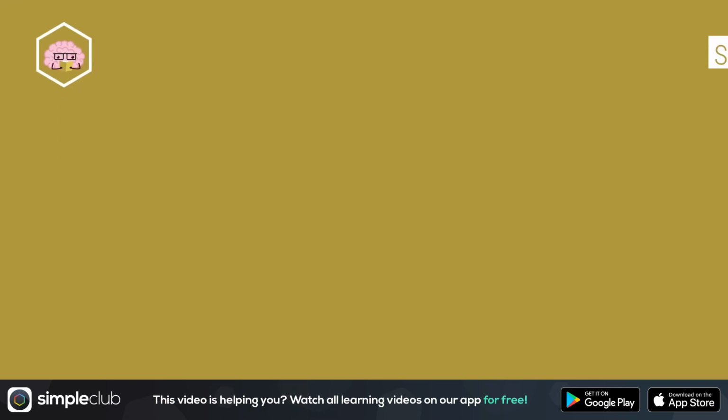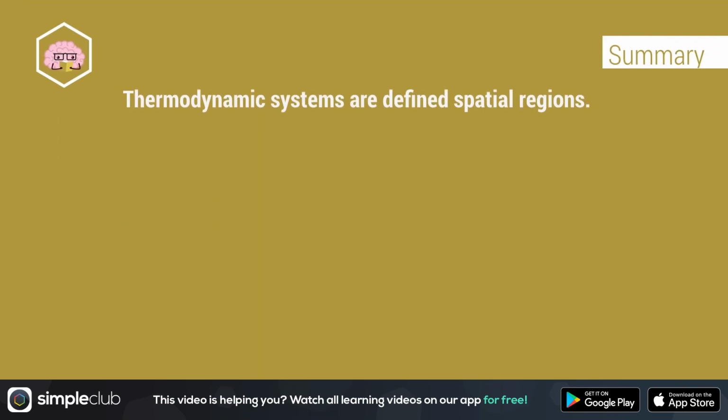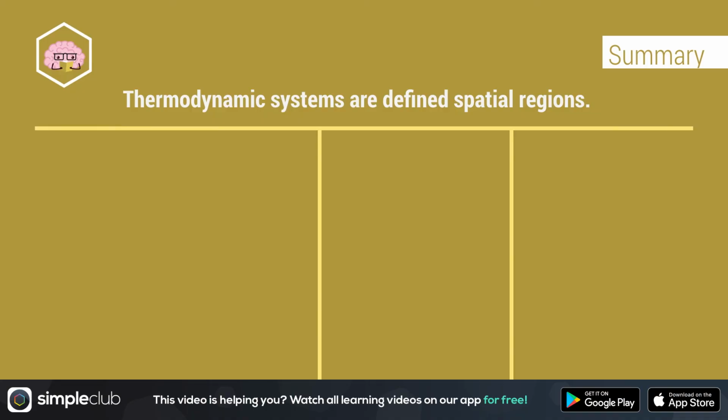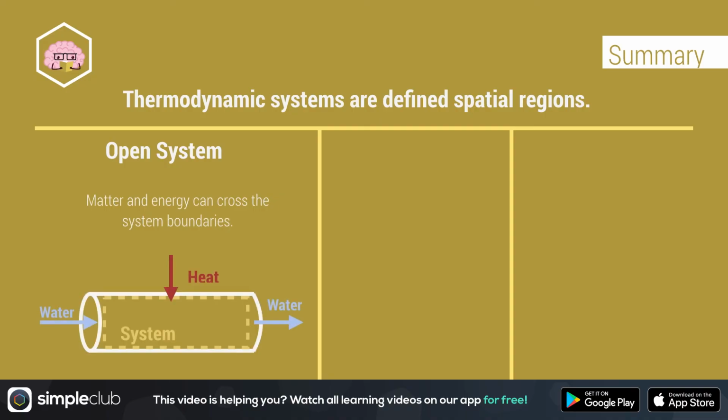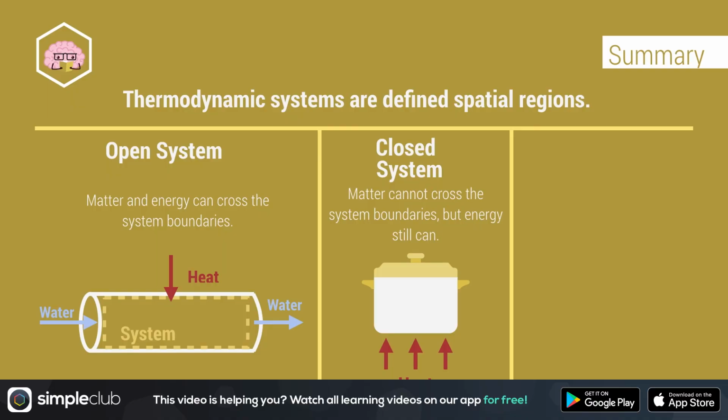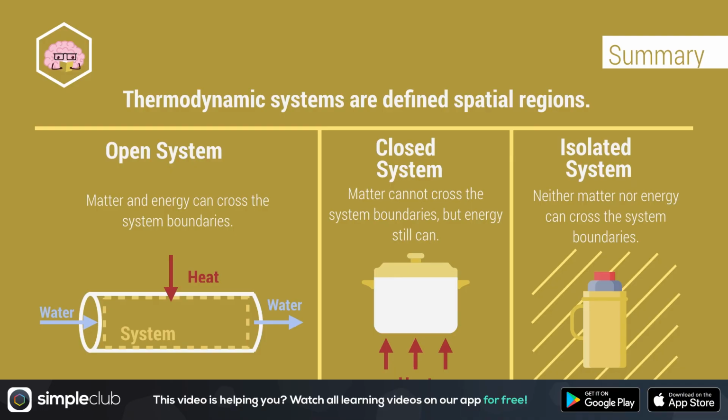Okay, let's sum it all up. Thermodynamic systems are defined spatial regions. These systems then also have a system boundary that is in contact with its surroundings. We've also gone through the three main types of systems. There are open systems, where both matter and energy can enter and leave the system, then closed systems, which only let energy cross the system boundary, and isolated systems, where neither can cross the boundary. Nice! Now we've got an important foundation of thermodynamics in the bag. So you can go straight on to the next video.